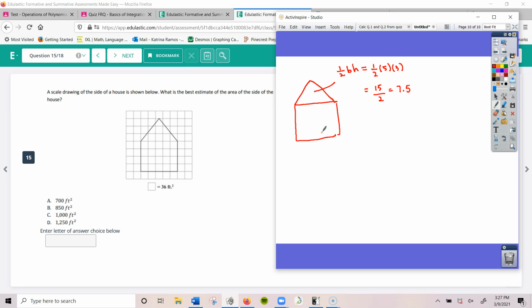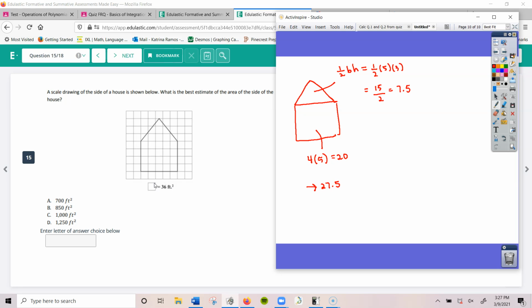Now the area of this square here, this is a square because we have 1, 2, 3, 4 for the height here, and 1, 2, 3, 4, 5 for the base. So actually it's a rectangle, not a square. And 4 times 5 is 20. So now the area of the whole pentagon, we can add these together, which is equal to 27.5.